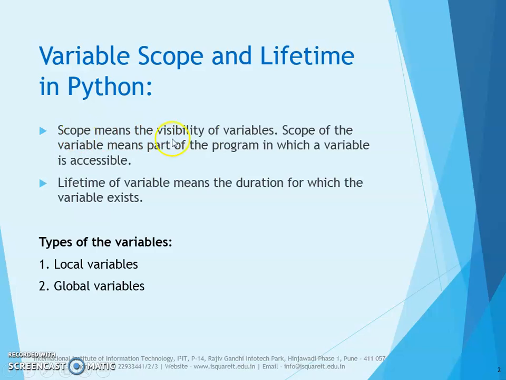Variable scope means visibility of variables. That is, the part of the program in which that particular variable is accessible. The part of the program where we can access that variable is called the scope of the variable. And lifetime of the variable is the duration for which that variable exists. So in today's session we'll see what the scope of a variable means and what the lifetime of a variable means. The types of variables are local variables and global variables.